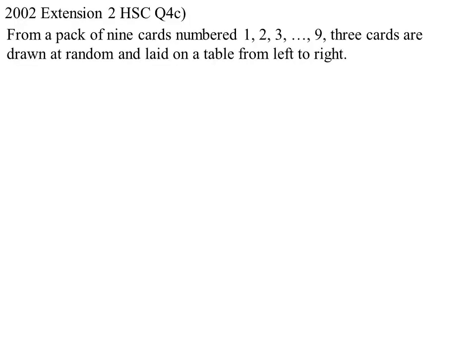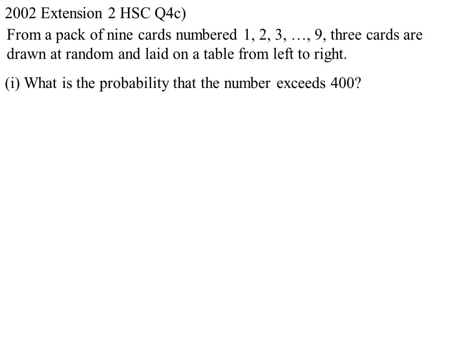Pack of 9 cards, numbered 1 to 9. 3 cards are going to be drawn at random and just placed down from left to right. So in a way it creates a 3-digit number, if you like, if you're reading it from left to right. What's the probability that that number exceeds 400?